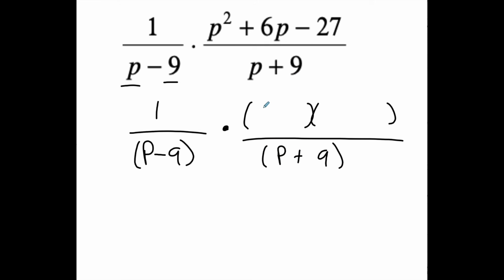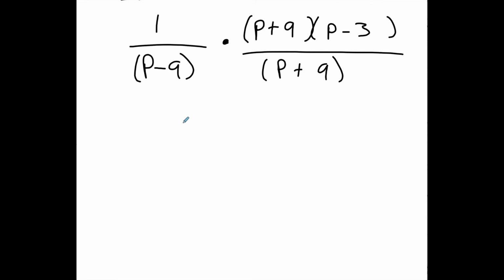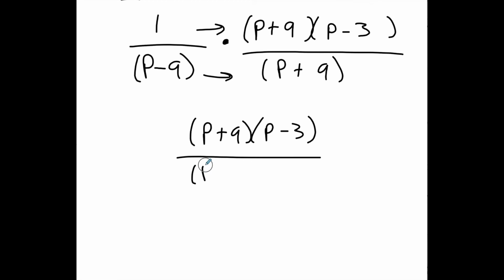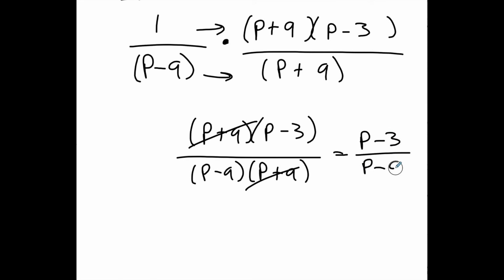All right, so two numbers multiply to negative 27 and add to 6. One of them is p plus 9. The other is p minus 3, because 9 times negative 3 is negative 27, and 9 plus negative 3 is 6. Now I multiply across the top and the bottom, so I get (p plus 9)(p minus 3) over (p minus 9)(p plus 9). I cancel any common factors, these two, and all I'm left with is (p minus 3) over (p minus 9).